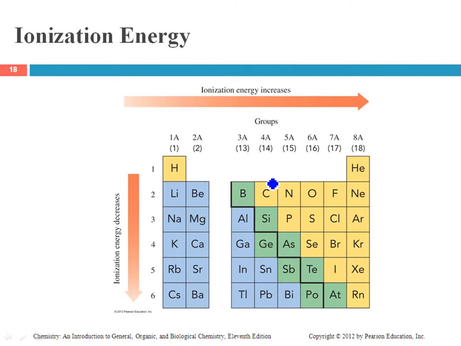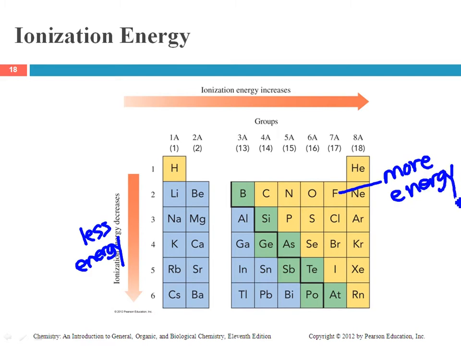Okay, so if we look here, ionization energy is decreasing. So it takes less energy as you go down the periodic table for an electron to be removed. And it increases as you move across. So it takes more energy to remove an electron. Okay, so ionization is the energy to remove an electron.